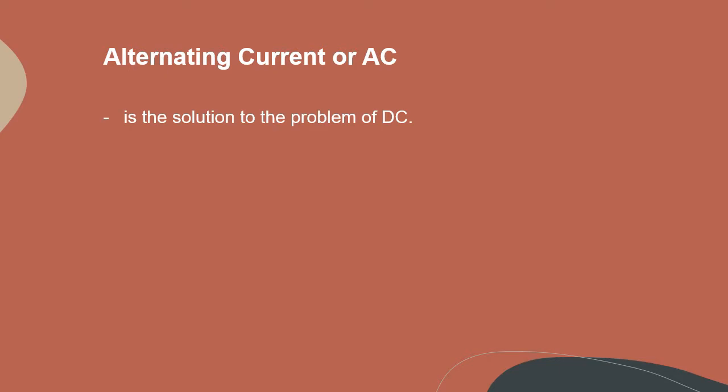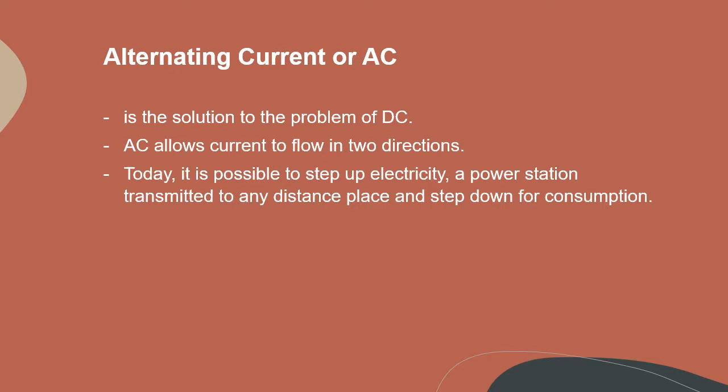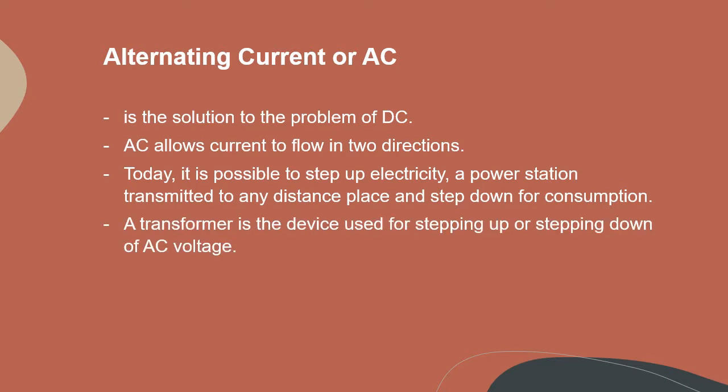Alternating current. It is the solution to the problem of DC. What is it again? So DC, most likely there are power drops. So AC allows current to flow in two directions. Today, it is possible to step up electricity at a power station, transmit it to any distant place, and step down for consumption. A transformer is the device used for stepping up or stepping down of AC voltage.